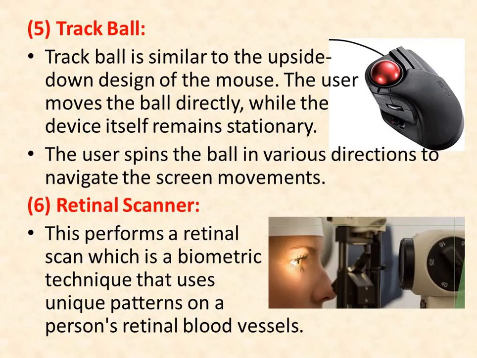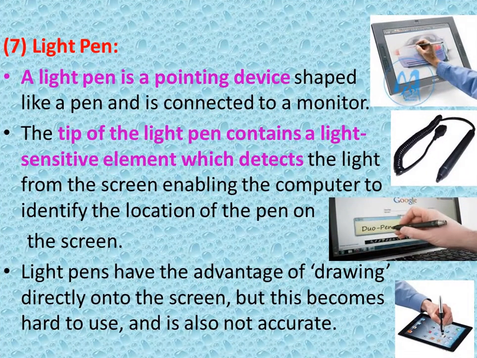Retinal scanners are used for authentication and identification purposes in several government agencies like the FBI, CIA and NASA. Now we will see the next input device, which is a light pen. It is a pointing device like a mouse, shaped like a pen, and it is connected to a monitor. The tip of the light pen consists of a light sensitive element that will detect the light from the screen, enabling the computer to identify the location of the pen on the screen.